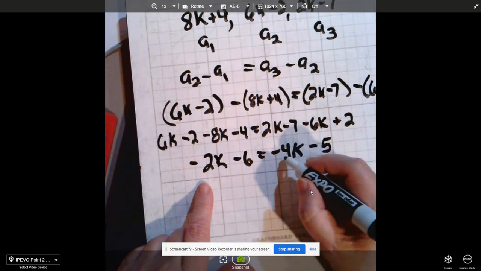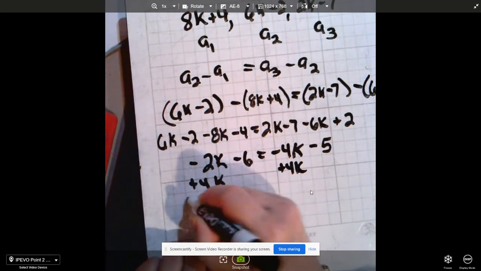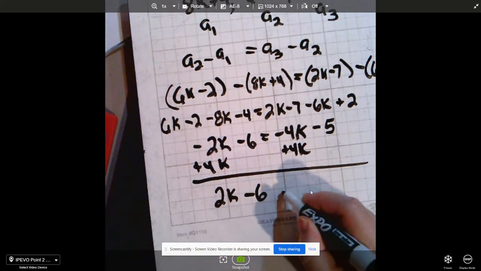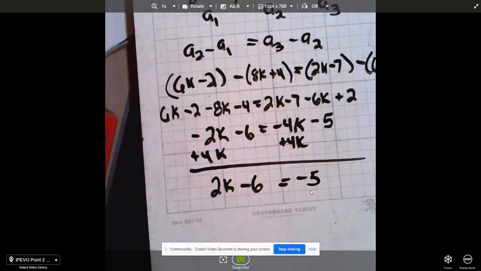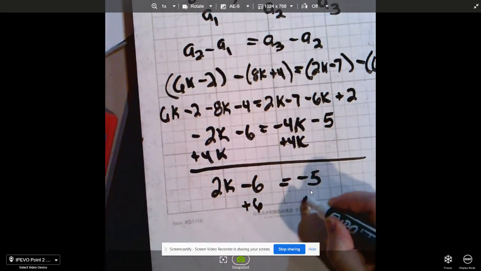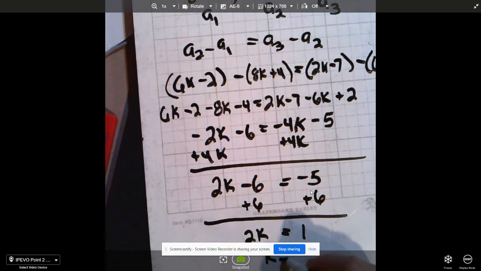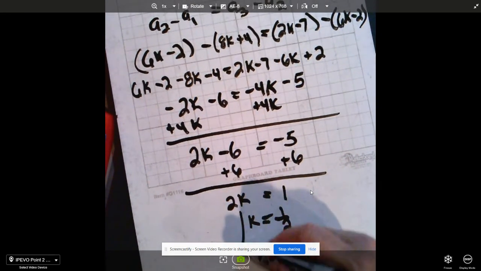I'm going to add 4k to both sides. So if I add 4k to both sides, I guess I'll do it out. Plus 4k. That'll give me a positive 2k minus 6 equals a negative 5. And then here I'm going to add 6 to both sides. And I'm going to get 2k equals 1, so k equals 1/2. So now I have solved for k.